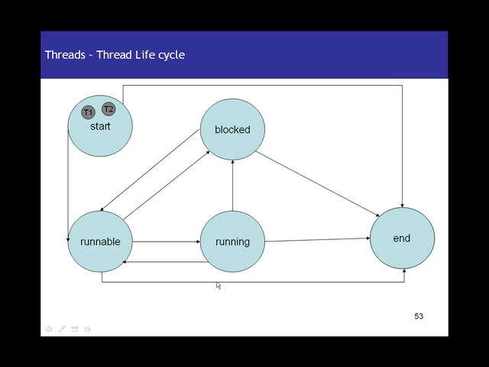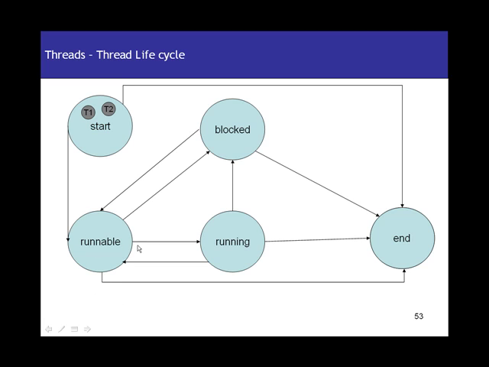So let's just see what the different states are in the life cycle of a thread and what it really means. In the beginning we have the start state. When your thread is ready but not yet started, it is in the start state. Okay. And let's say that you started your thread, but it has not really started running because there might be some other threads already in the running state. So your thread goes into the runnable state.